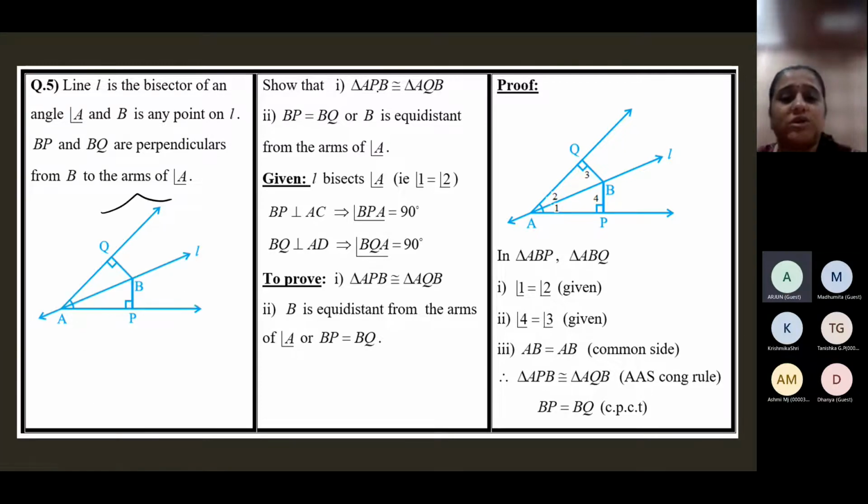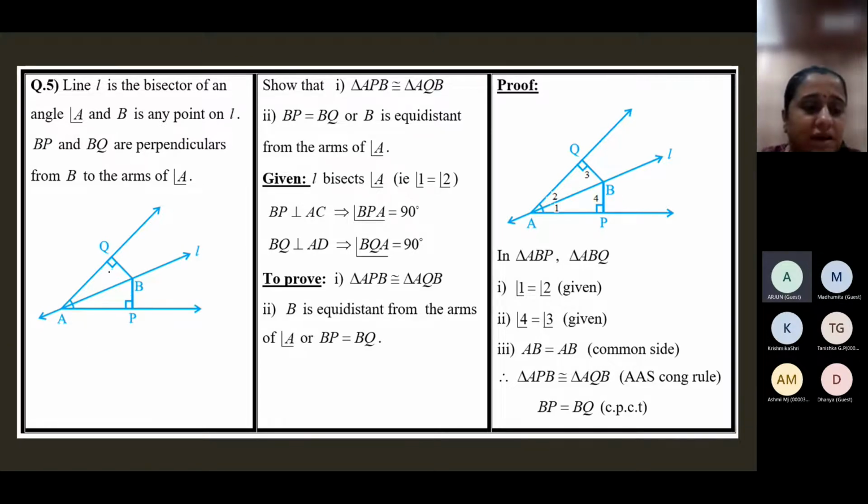Given this, you need to show that these two triangles are congruent to each other. And also you'll have to show that BP is equal to BQ. These two things: show that these two triangles are congruent to each other, and then also show that BP is equal to BQ.